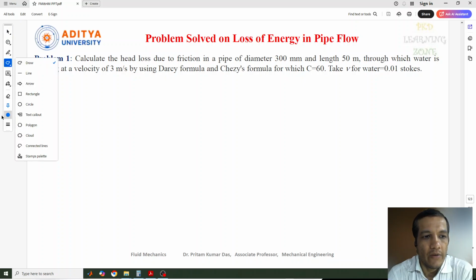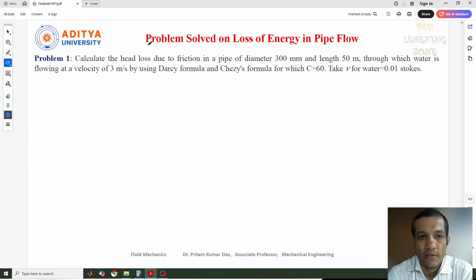In our previous lecture also, we discussed a problem similar to loss of energy, and there we implemented the Darcy-Weisbach formula, or you can say the losses due to friction. So this problem is also a similar kind to the previous one, but slightly different. Here we need to apply another formula, that is Chezy's formula.